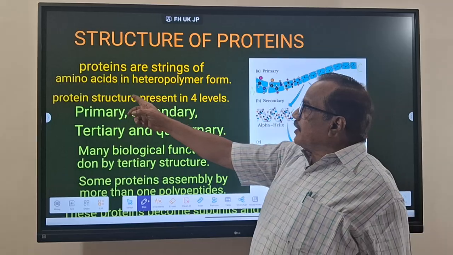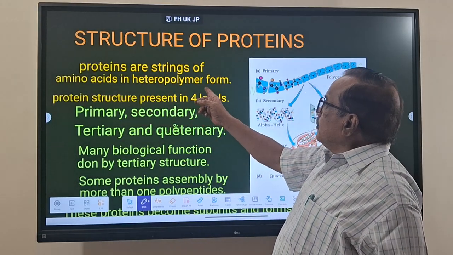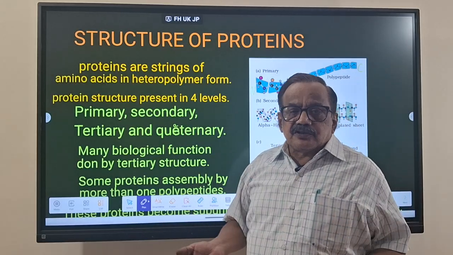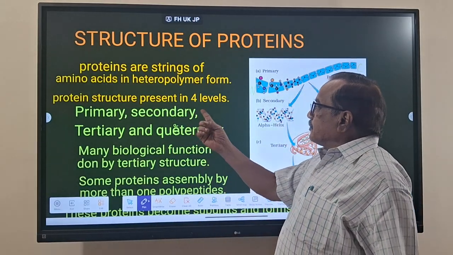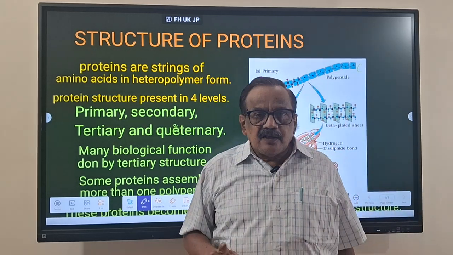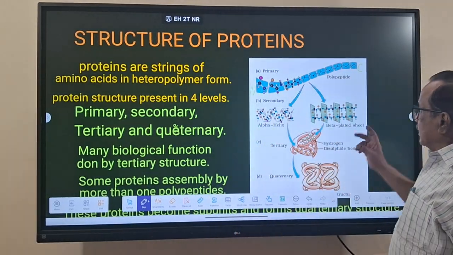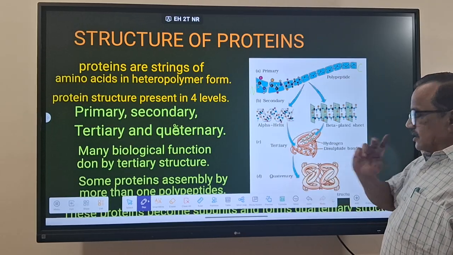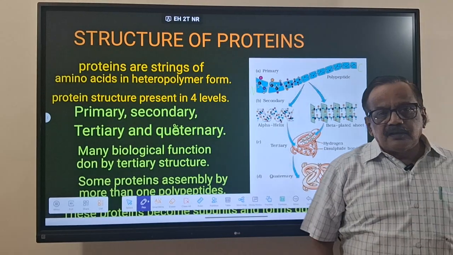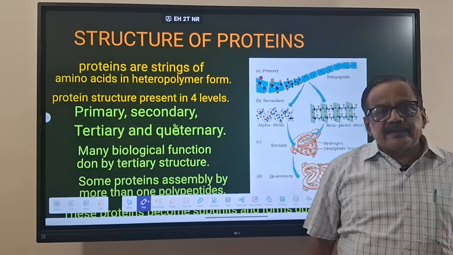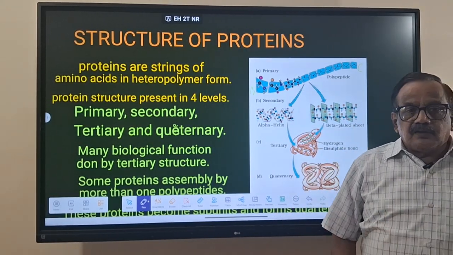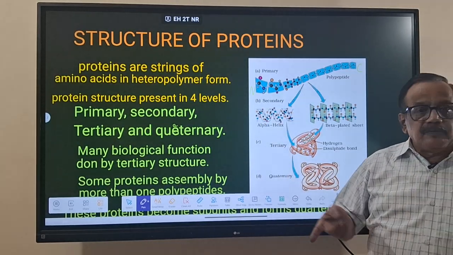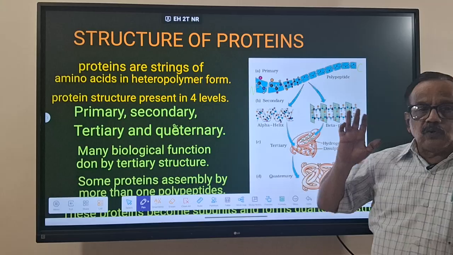Proteins are strings of amino acids in heteropolymer form. It is a heteropolymer because different monomers are present. Protein structure is present in four levels. What are the four levels? Primary, secondary, tertiary, and quaternary. But all three, secondary, tertiary, and quaternary, are made from the primary. Remember it.